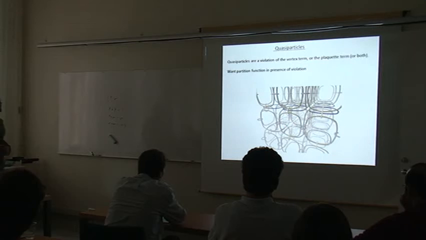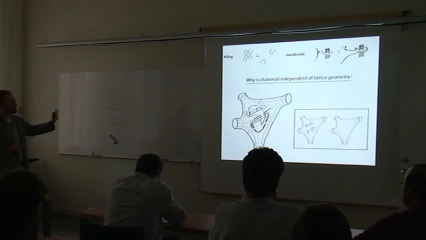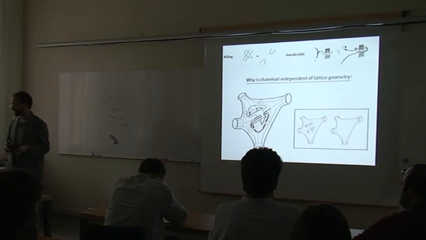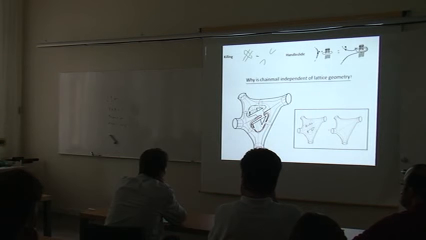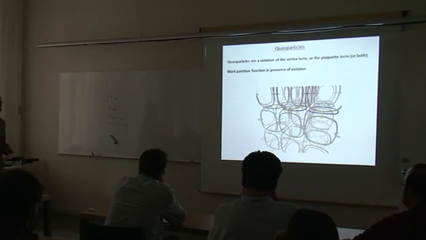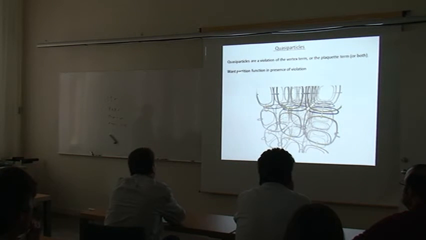Okay. So now we want to actually... all this stuff about chainmail, the connection to Levin-Wen wasn't maybe necessarily known, but stuff about chainmail and Turaev-Viro and all this stuff was known ages ago by mathematicians. But one thing mathematicians didn't consider is quasiparticles, because it just didn't appear in their world. What we want now is to consider violations of the vertex term or the plaquette term or both. So we need to have this partition function in the presence of a violation.